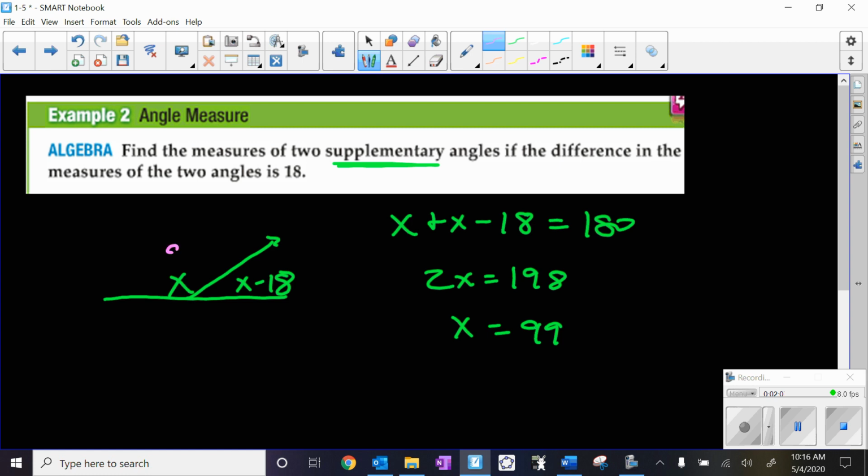x equals 99 degrees. I can either take 180 minus 99 to get the other angle measure, or I can take the 99 and plug it into this side and go 99 minus 18. Either way, the other angle measure is going to come out to 81 degrees. So there's my two angles.